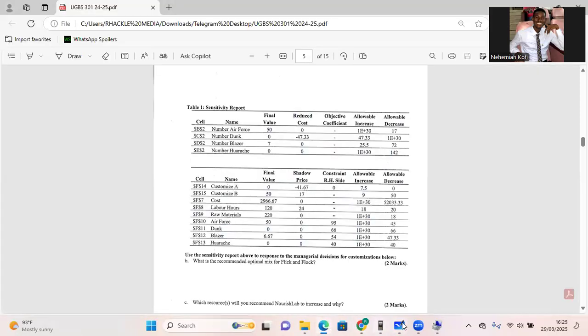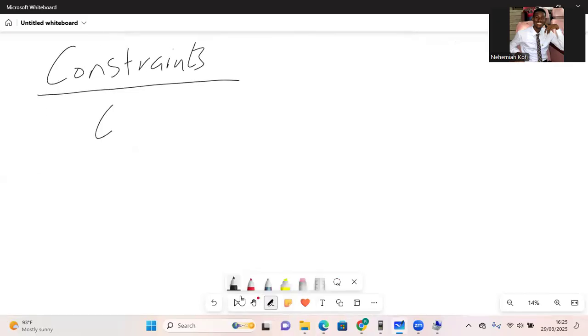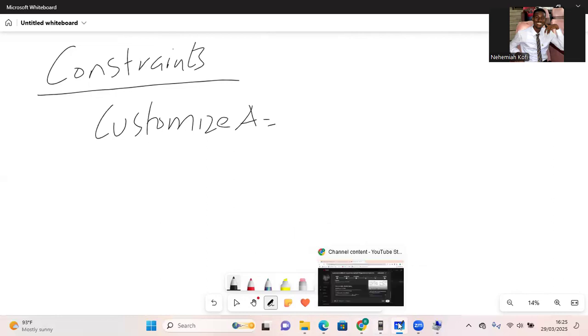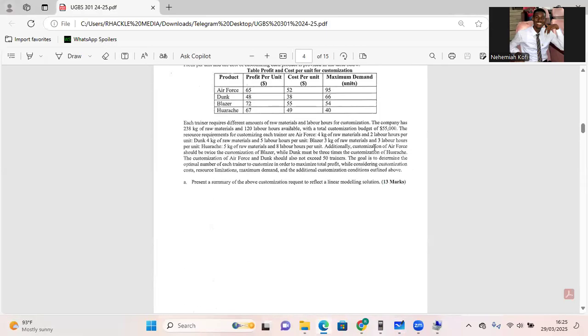Customize A. So let's do that. Customize A. What was customize A saying in the question? It is customizing of Air Force. So what was it saying in the question? So in the question, they said that customization of Air Force should be twice the customization of Blazer, right? So customization of Air Force should be twice the customization of Blazer.